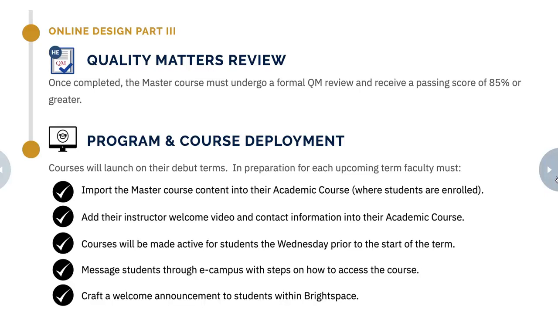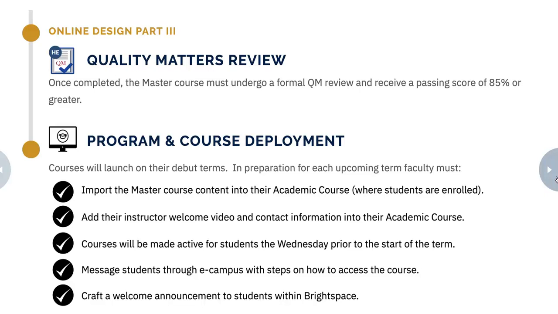All course masters for programs must receive QM approval in order to receive payment for the course development. From there, the programs and the courses will be deployed, determined by their launch term. The instructor will import the course master into their academic course where the students are enrolled. They will teach that course. They will add their instructor welcome, their contact information. They will add their announcement and email students from eCampus.